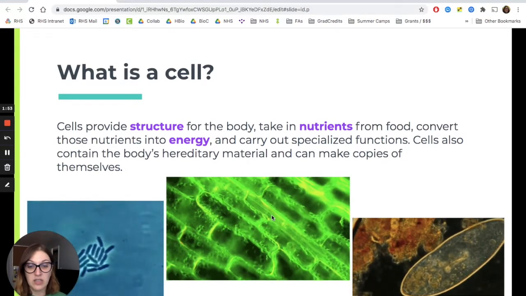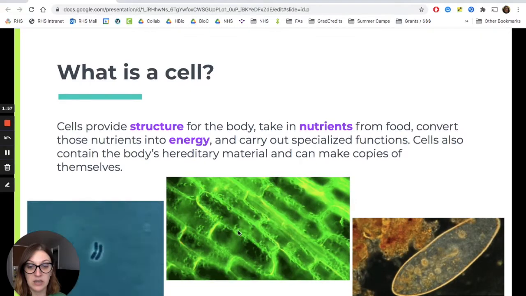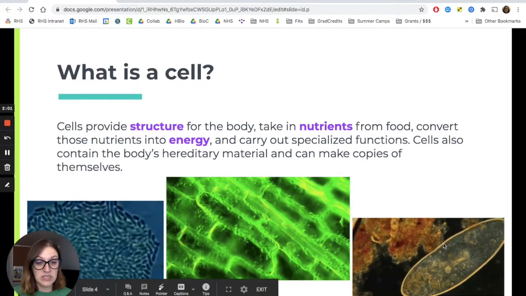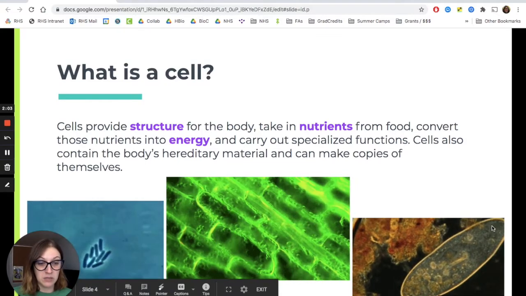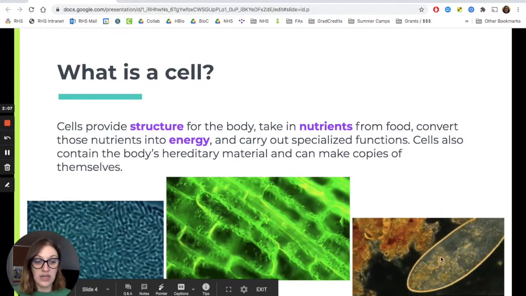This video here is showing the structure of plant cells. So each of these rectangular boxes is one plant cell. And in this image, we see an example of a paramecium, which is a one-cellular or unicellular living animal.